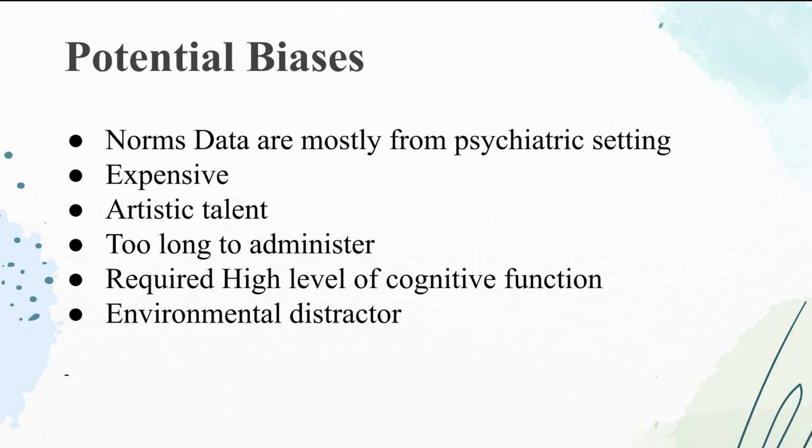Some potential biases that I can think of are that normative data are mostly from psychiatric settings. It's expensive. An individual who is artistic might do well on the drawing part. It might be too long to administer for some individuals. It requires a high level of cognitive function. And lastly, environmental distractors might affect their score or their performance during the test.